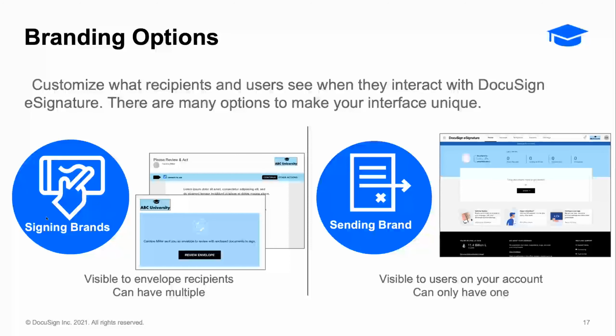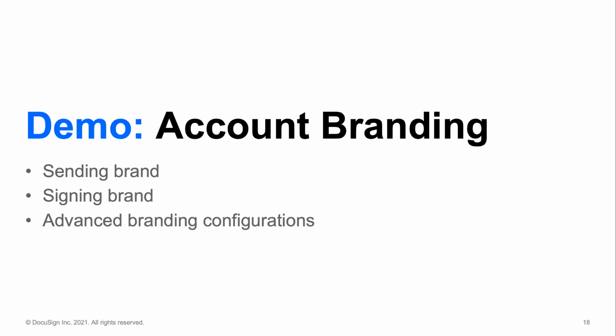So again, with sending brands and really just brands in general, your school probably has a marketing department that you can work with to get access to the specific colors and logos that you'll use when setting up either of these brand types. Today, I'm going to be using a fictitious school called ABC University. You can see their school colors are blue, black, and white. So we'll be adding those branding colors into our account. So let's jump in and take a look at setting up some brands.